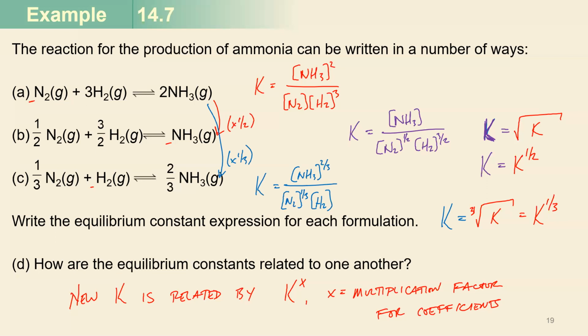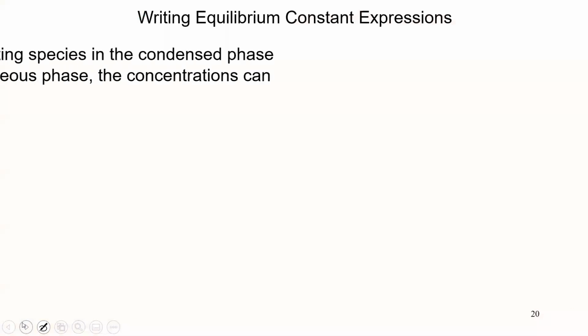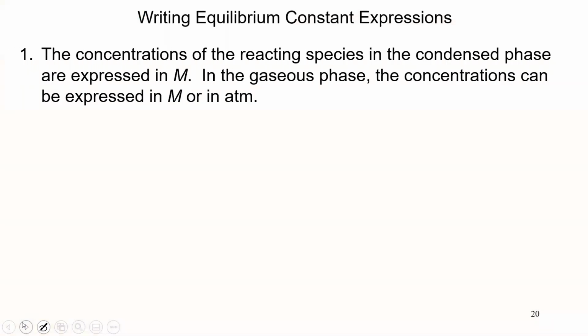Okay. All right, so some general rules for writing equilibrium constant expressions. The concentration of the reacting species in the condensed phase are expressed as molarity, right? So condensed phase just means aqueous for us. We're not dealing with pure solids, and we're not dealing with pure liquids, and so the only condensed phase that we have is aqueous. If they're in the gas phase, they can either be in terms of molarity, or we can do it in atmospheres, and so that's why we can write Kc and Kp for gases. For condensed phase, it's Kc only.